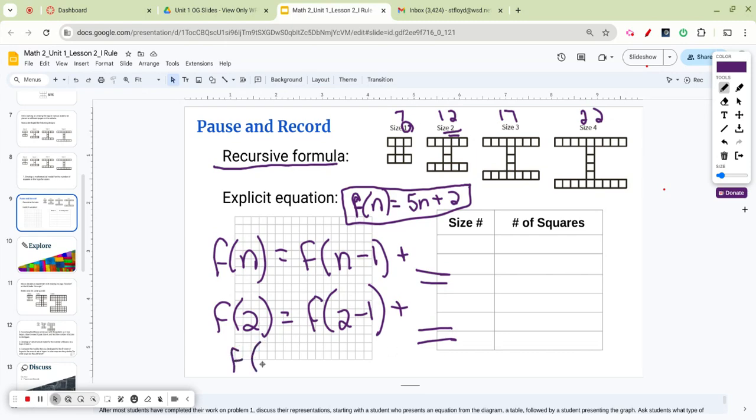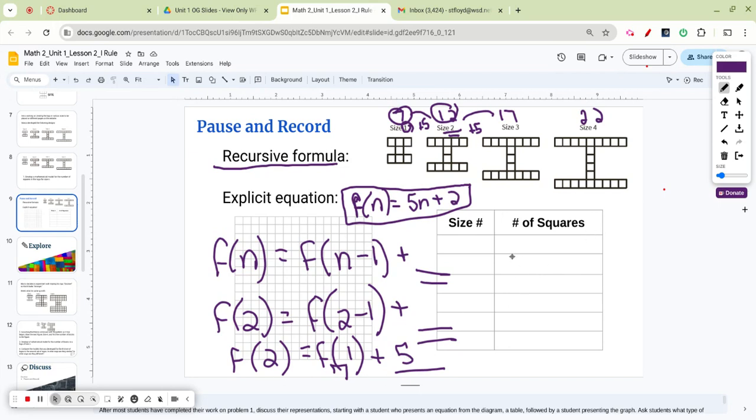So f of 2 is equal to f of 2 minus 1, which is 1, plus something. And what we discovered was that the plus something is 5. So our recursive equation on this one, f of 1 is 7, by the way. F of 1 is 7. So 7 plus 5 is 12, and that gets you to the next number.